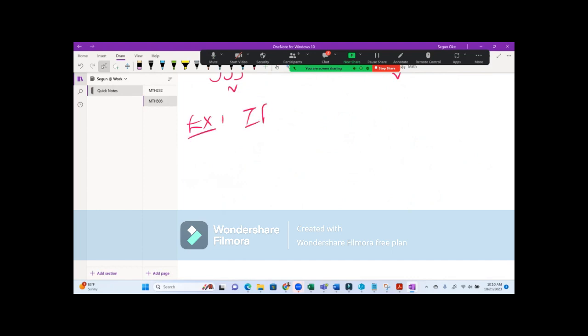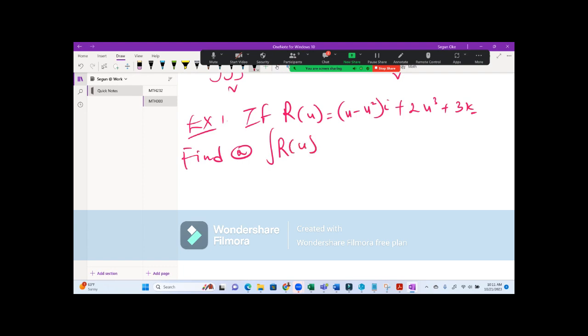Say that R of u is equal to (u minus u squared) i plus 2u raised to power 3 j plus 3k. Please don't make that mistake. Don't say u minus u2, u squared is 0. They are not the same. Please take notes. The question asks to find A, the integral of R of u du, and B, the integral from 1 to 2 of R of u du.